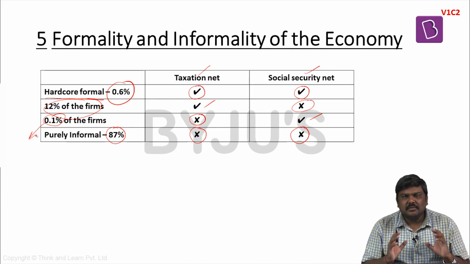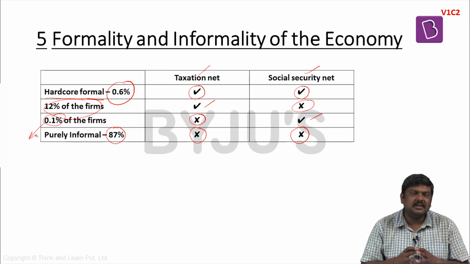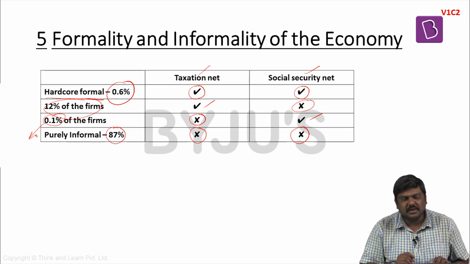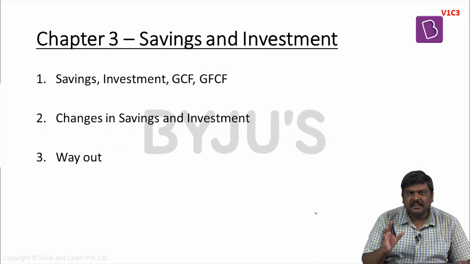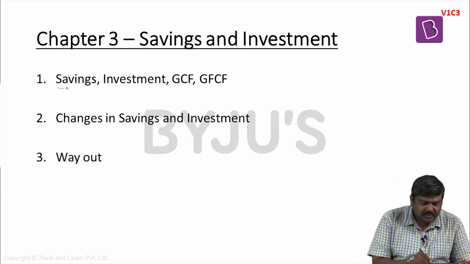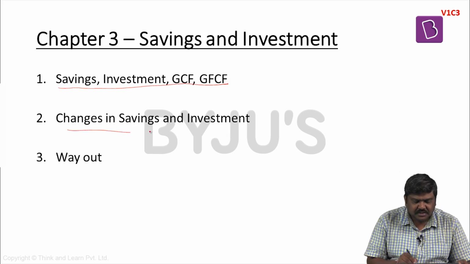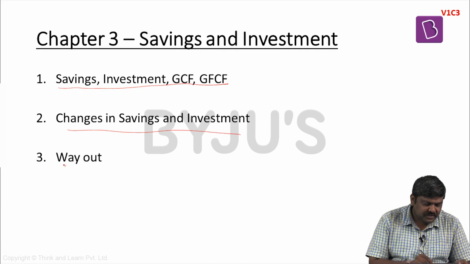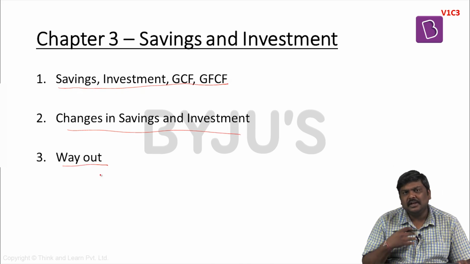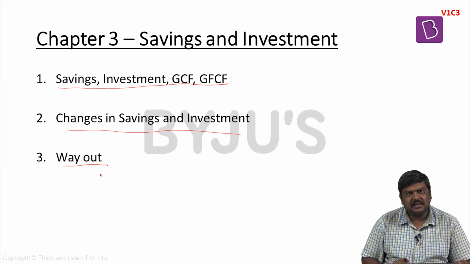So these are some of the very important points which are covered under this particular second chapter, that is GST and the hidden information. The third chapter is titled Savings and Investment, and in this chapter I will be covering three important areas. One, the concept of savings, investment, GCF and GFCF; second, changes in the savings and investment that have happened in case of the Indian economy; and what is the way out, or the reforms which have to be done by the Government of India to ensure higher savings and investments in India.